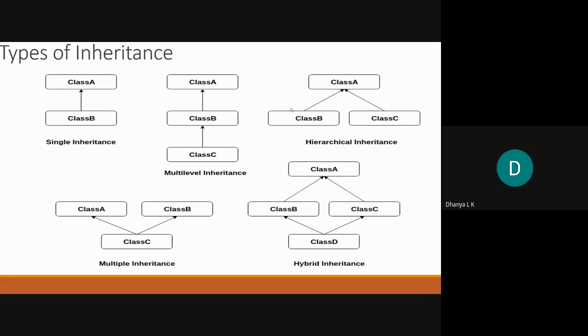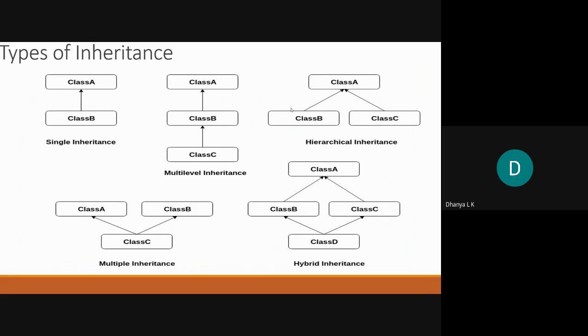Then, just opposite to hierarchical inheritance is multiple inheritance. That means there are more than one parent and one single child. We can see here class A and class B are two base classes, and all the features of those two base classes will be inherited by the child class, class C. So that is multiple inheritance.